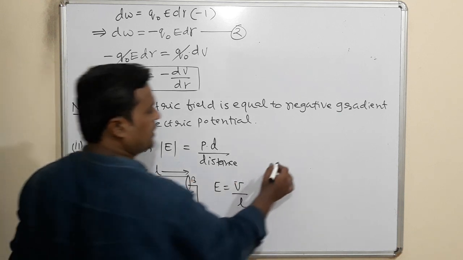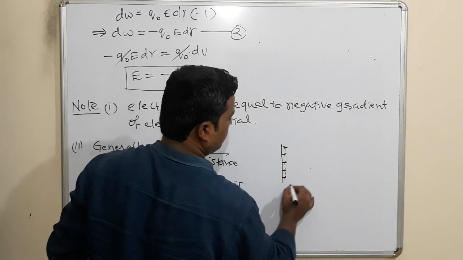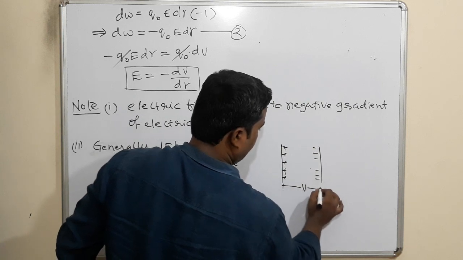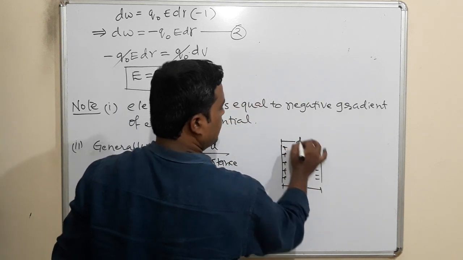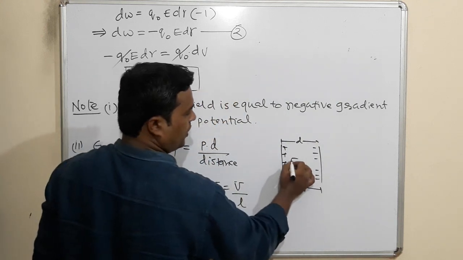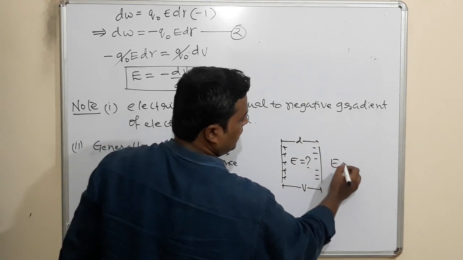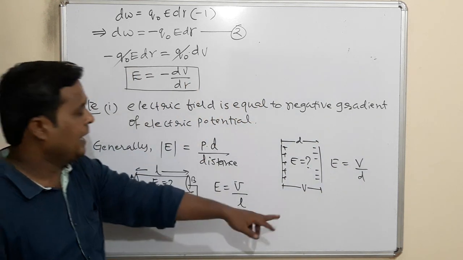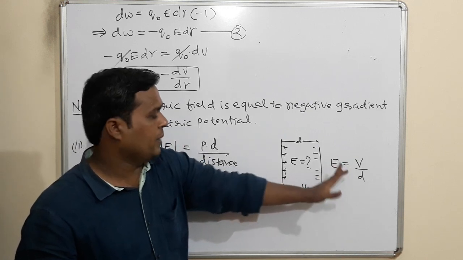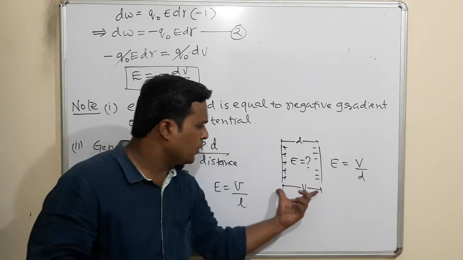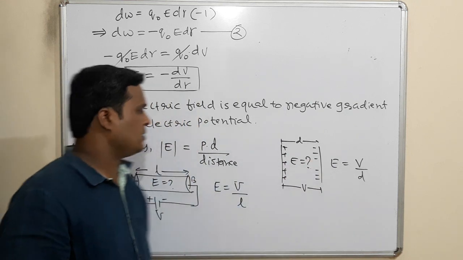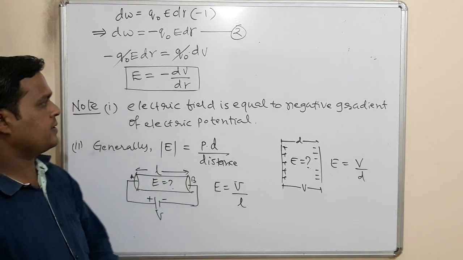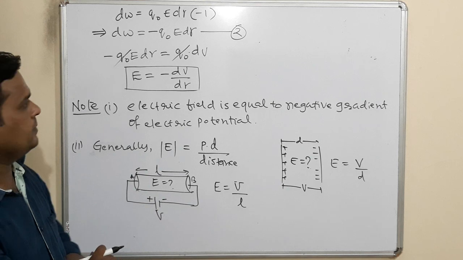Suppose, for example, here is a positive plate and here is a negative plate. If the potential difference between them is V, and the distance between these two plates is d, then what is the electric field in between? This E will be equal to V by d, using the same relation. Here I am writing magnitude. The magnitude of electric field is equal to the potential difference divided by distance. Generally it can be taken as the potential difference between two points divided by distance. This is the second point.